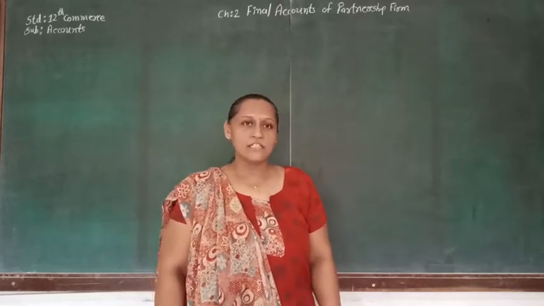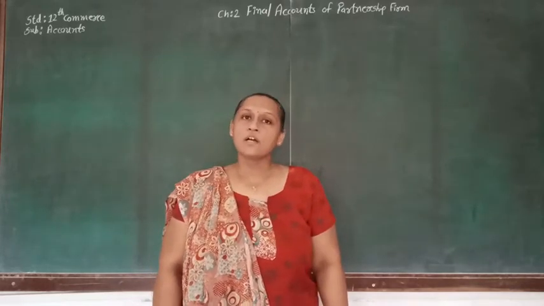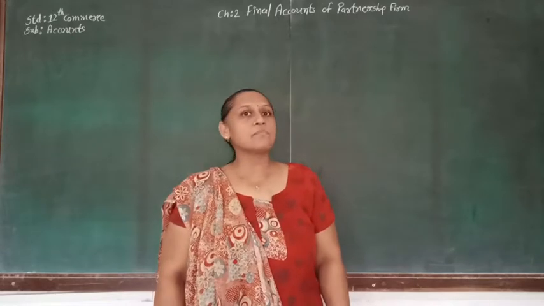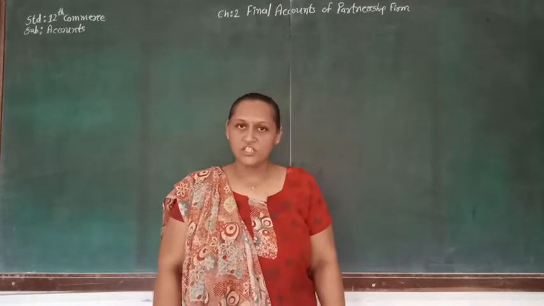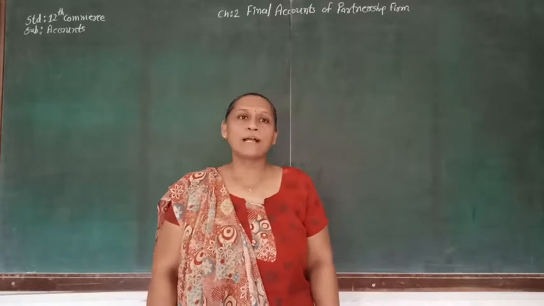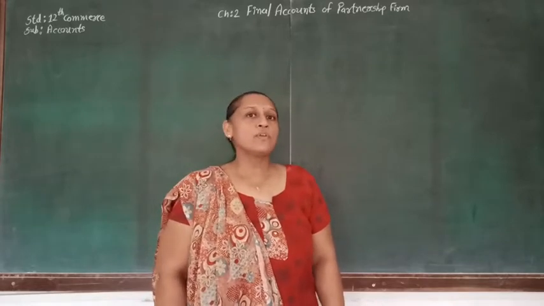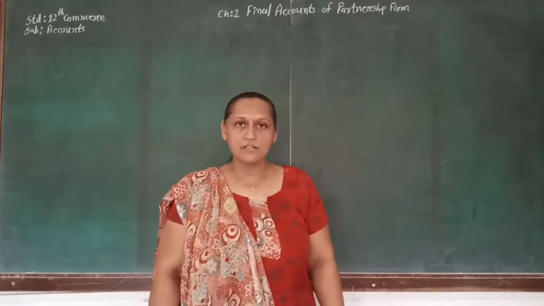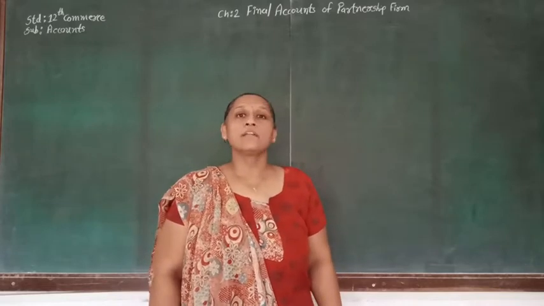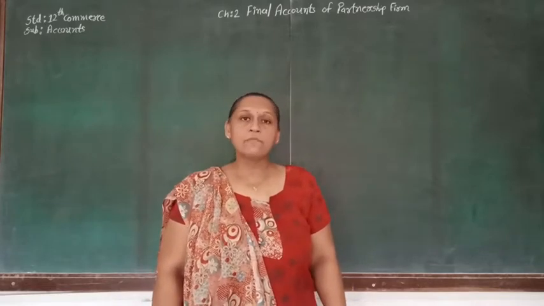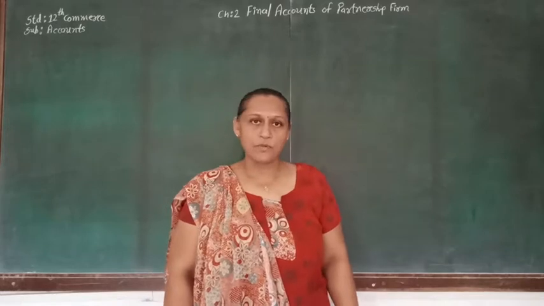We are going to see chapter number 2 of 12 commerce, subject account, and the name of the chapter is final account of partnership firm. Today we are going to see the sum where we are going to prepare revised profit and loss account and revised profit and loss appropriation account.